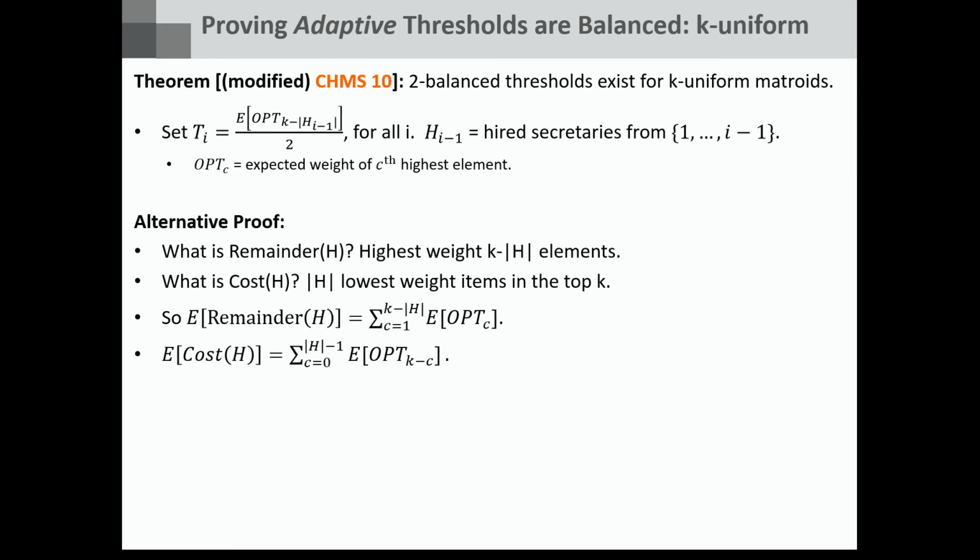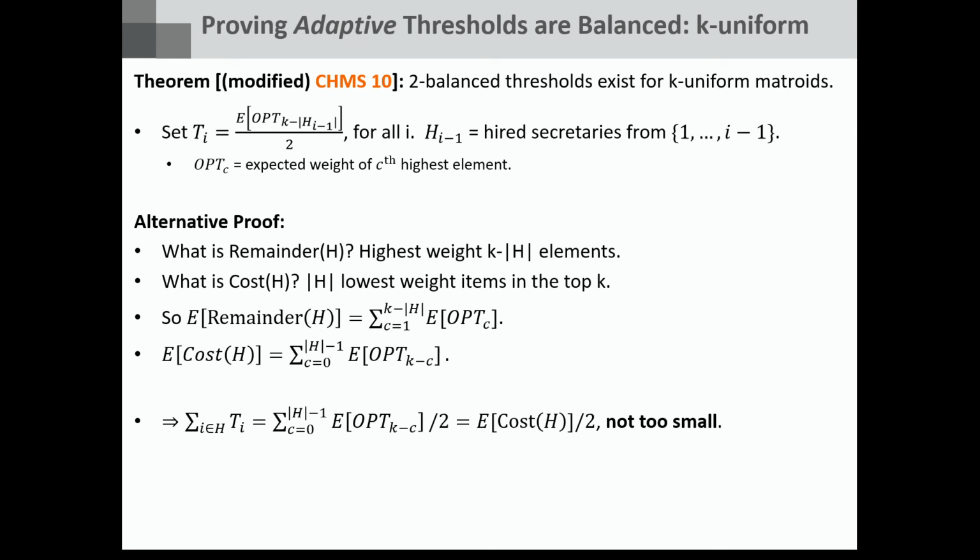And what is the cost? Well, let's do the same thing. I just chose to write it in a little bit of a funny way, but again, it's just summing everything that's not included in this sum, but is in opt. So just summing from c equals 0 to h minus 1 of opt sub k minus c.